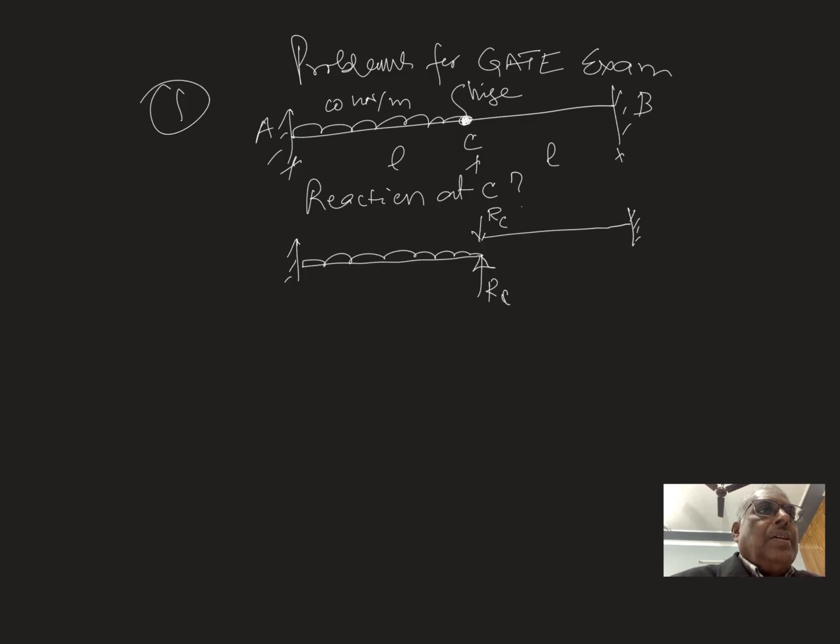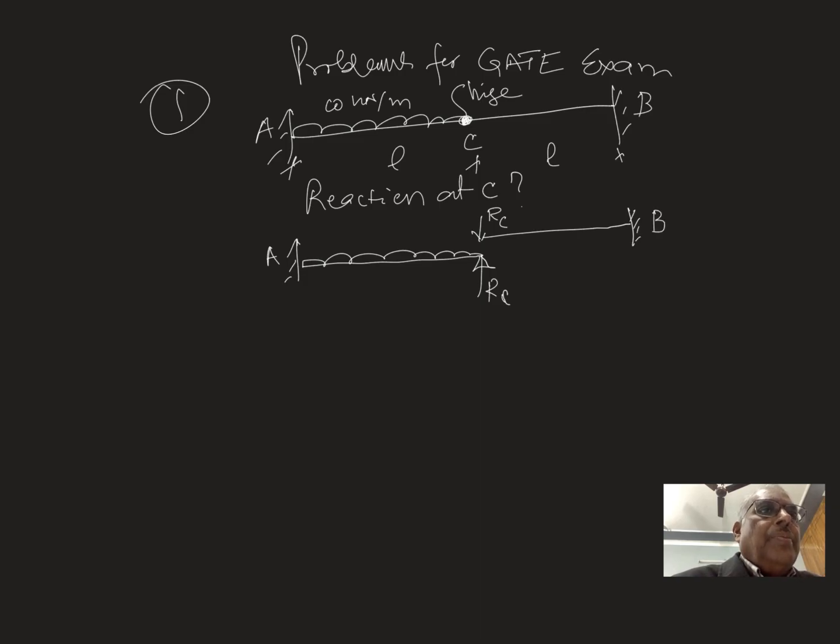So RC neutralizes, and here the bending moment will be 0 because at the free end it becomes 0. So this is the condition we have shown in the free body diagram. Now to find the reaction at C, what do we have to take? We have to consider the deflection.